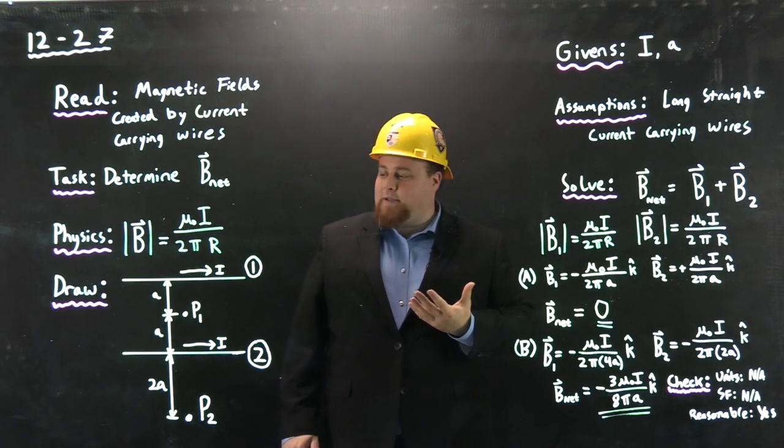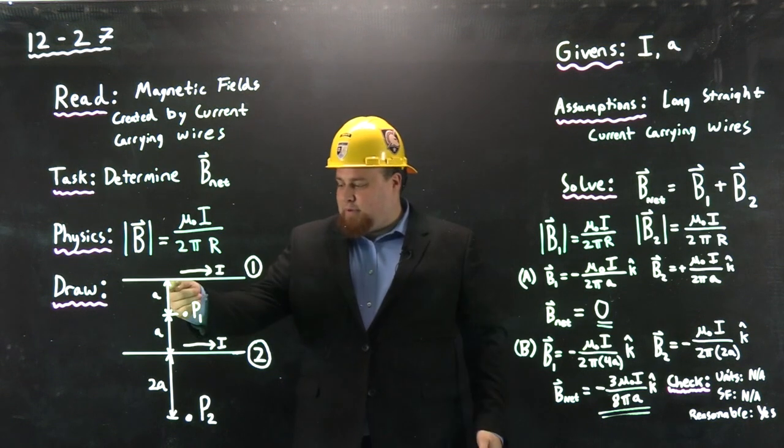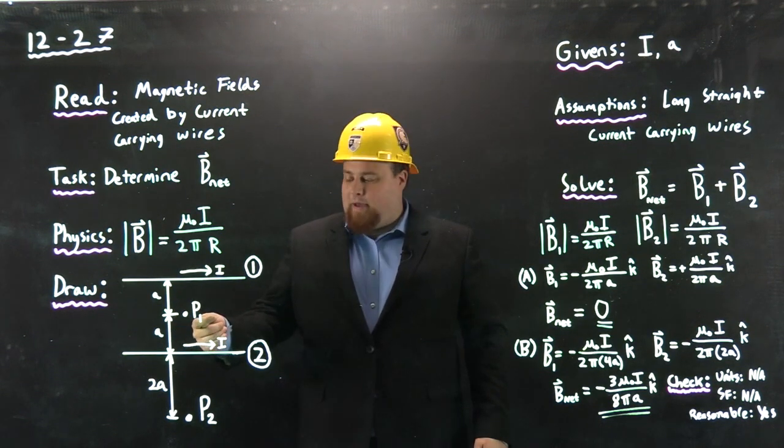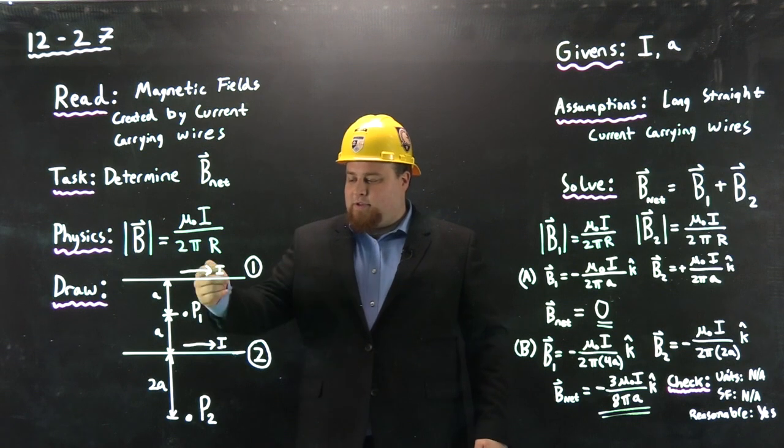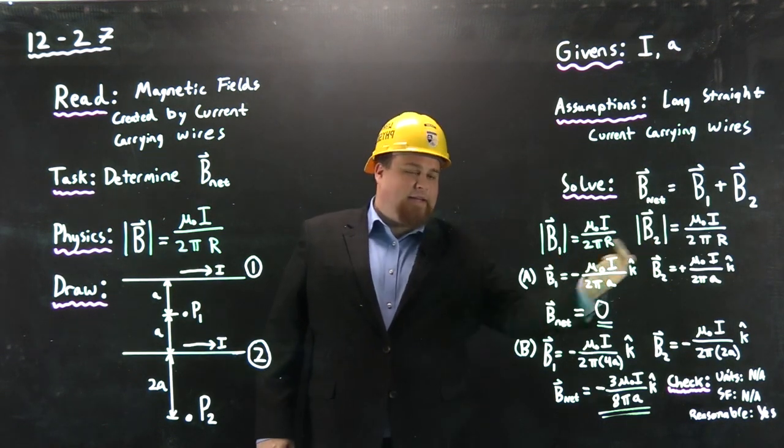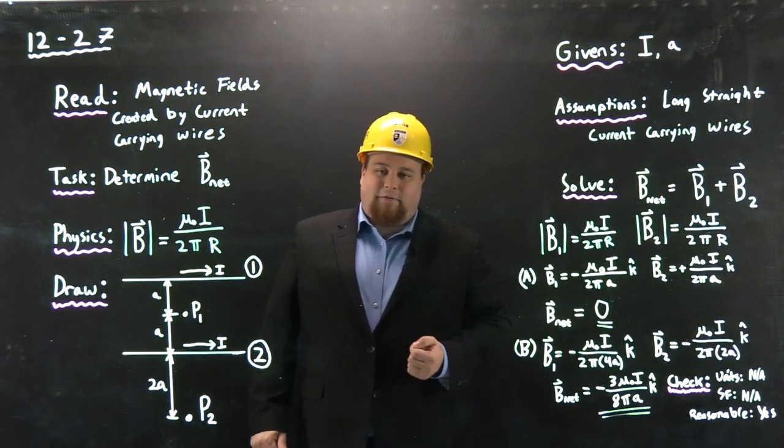For part A, as we consider them, we'll find that the distance away for each one from P1 is going to be a value A, and they have the same currents, so the magnitude for each of these is going to be the same. Their directions, however, are going to be different.